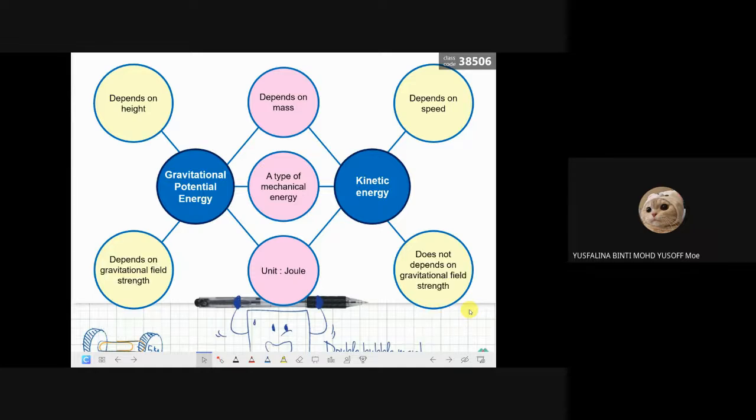And another one: for the gravitational potential energy, since the formula is mgh, it depends on the gravitational field strength. You can see there is a g in the formula, meaning it depends on the gravitational field strength. But for the kinetic energy, the formula is half mv squared, so there is no g inside the formula. This means it does not depend on the gravitational field strength. It only depends on the mass and also the velocity.